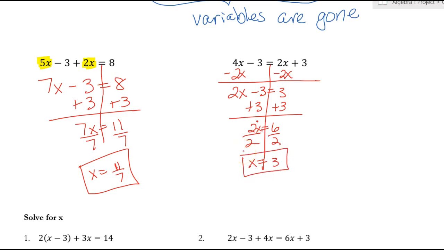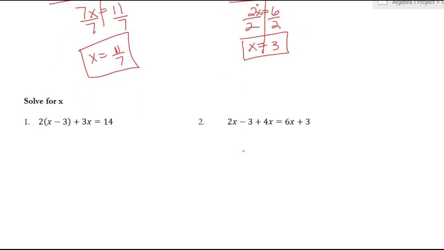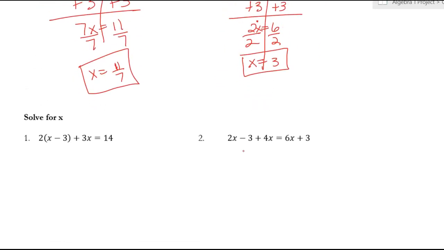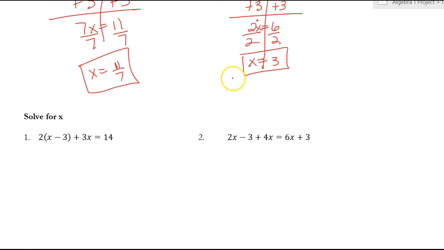Okay? All right, what I would like you to do is try and start numbers 1 and 2. See if you can combine your like terms, distribute for number 1, and then see maybe if you can get the x to the left. Once you think you got it, press play.